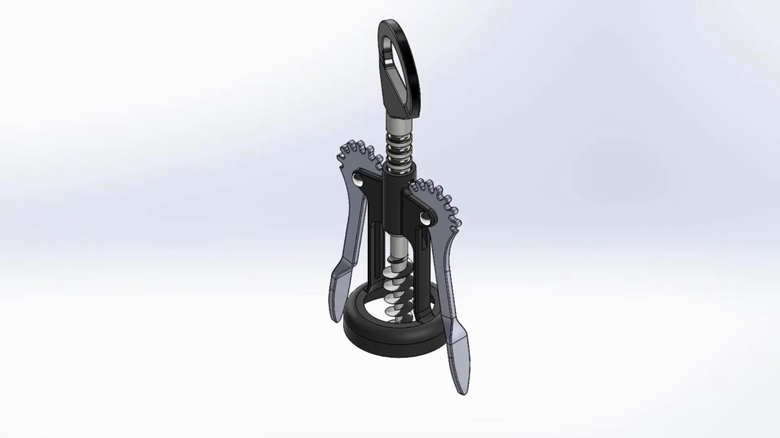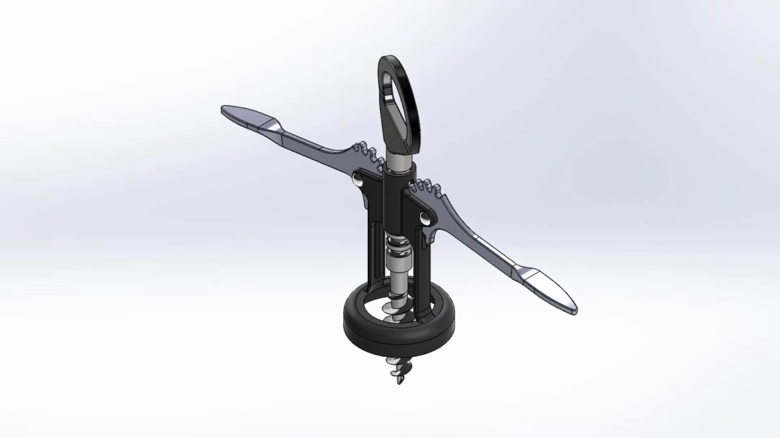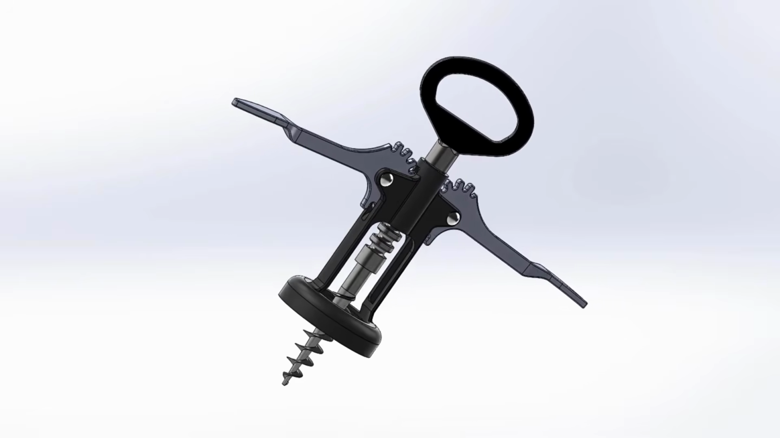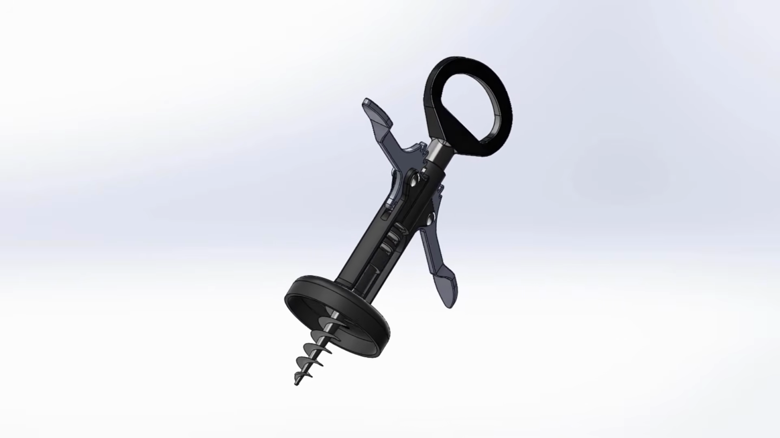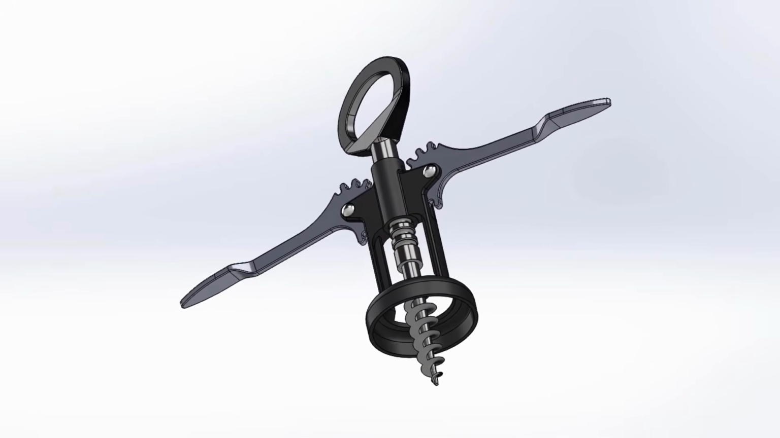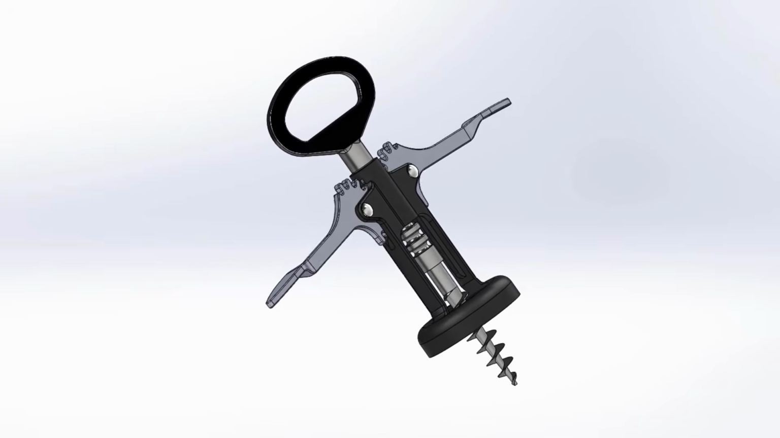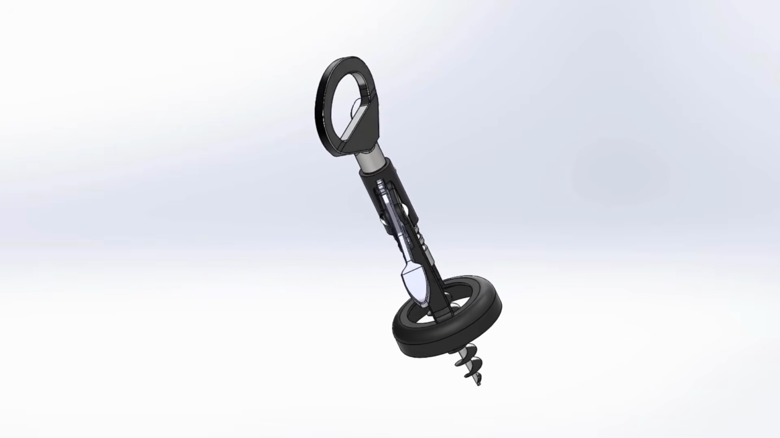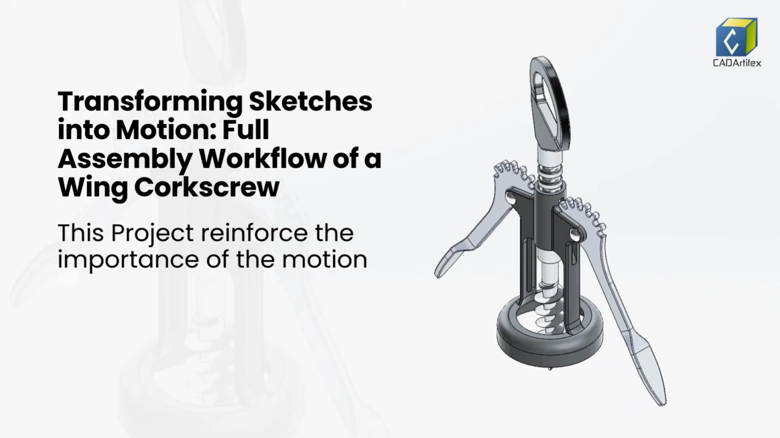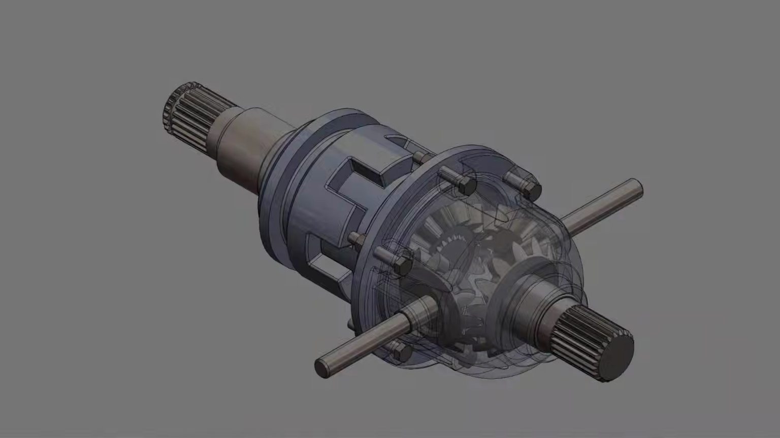We then explore mechanical simplicity and consumer product engineering through the wing corkscrew, a system that demonstrates how gears, levers, and helical motion can be combined to create powerful mechanical advantage in a compact and elegant form. You will model every component, from the central worm screw and the body housing to the wing arms and riveted joints, and assemble them into a fully functioning mechanism. This project reinforces the importance of motion study, symmetry, and subassembly structure in professional CAD design.